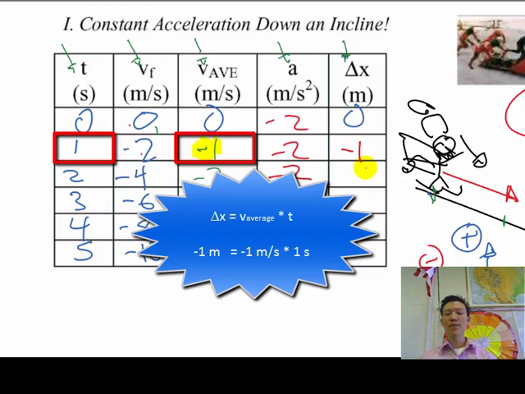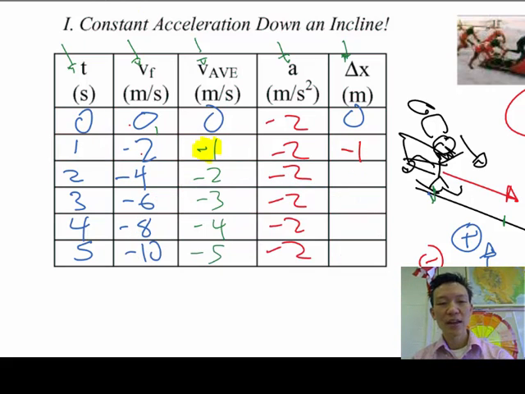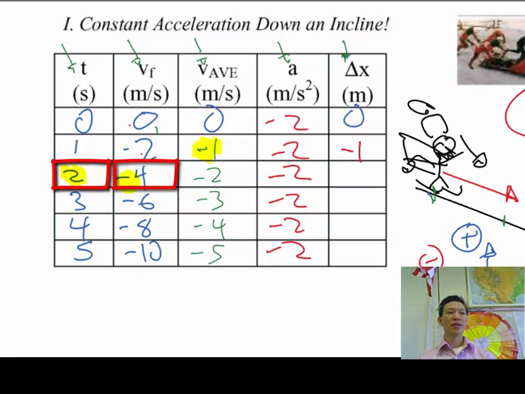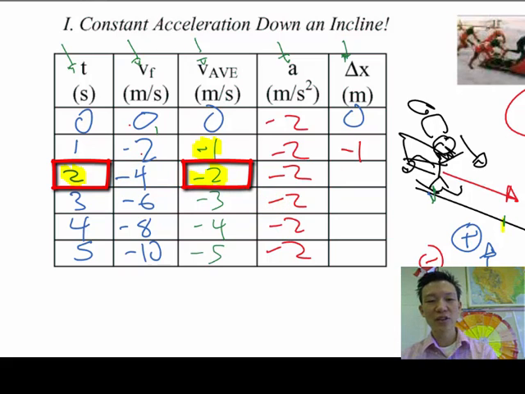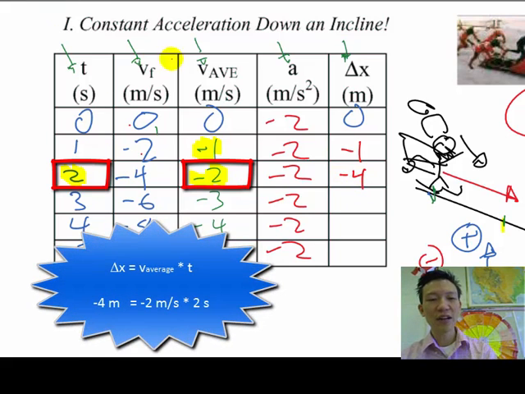You see that? How about after 2 seconds? After 2 seconds, he sped up to -4. So did he go 8 meters down the hill? On average, you're only going how fast? Negative what? 2 meters per second for 2 seconds. So how far? 4 meters. You see that? So in other words, to get the final distance down the hill, all you got to do is take the time times the average speed.